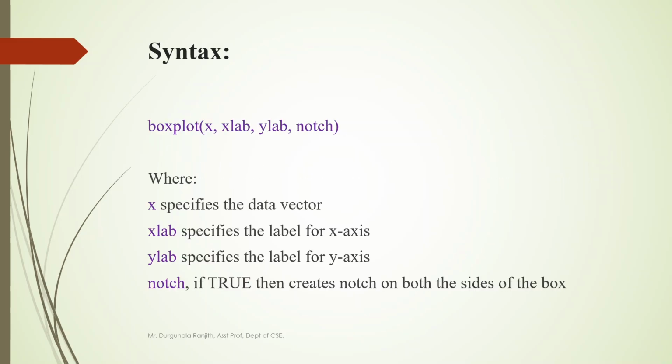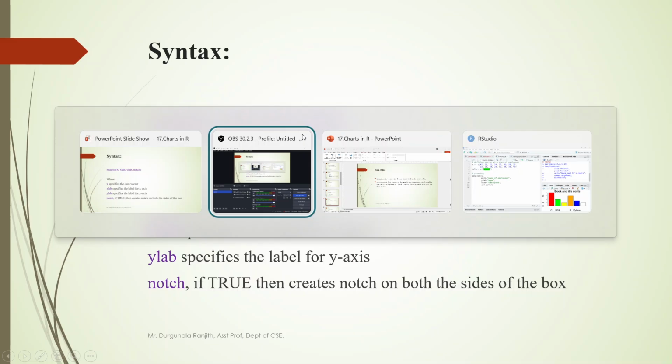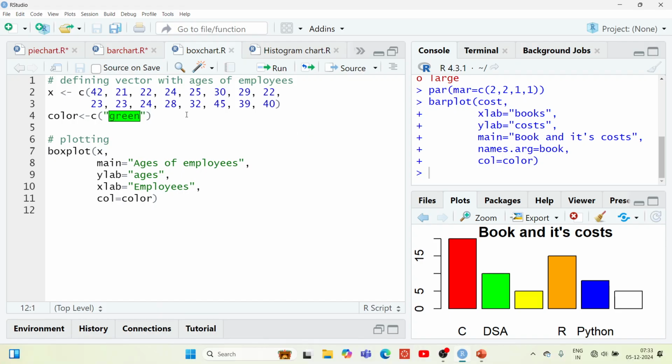And the syntax of the box plot: the box plot is created by using the boxplot function. The first parameter is the data vector, and the second parameter is xlab, which represents the name of the x-axis. The third parameter is ylab, which represents the name of the y-axis, and then notch. If it is given as true, then it creates a notch on both sides of the box. So this is the syntax of box plot, and let's understand with an example.